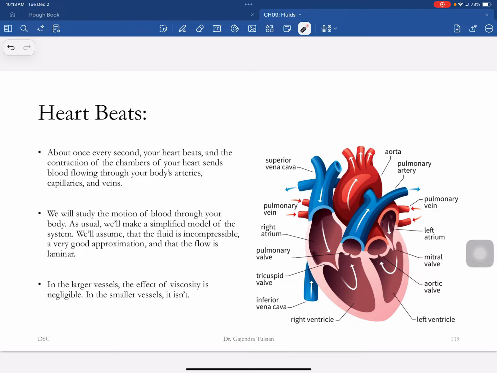I'll show you a problem. The pressure drop from here to here is about 1 millimeter of mercury. So when they measure the pressure in your arms at the heart level, that's a proxy for the pressure coming out of the heart. So that's what that statement is. In larger vessels, the effect of viscosity is negligible. In the smaller vessels, it is not. But we'll come to that.